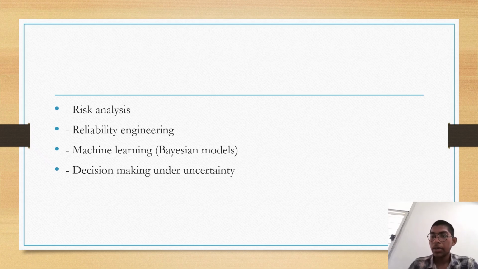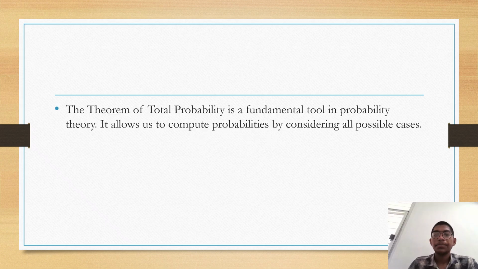Now we are skipping to the conclusion. The theorem of total probability is a fundamental tool in probability theory. It allows us to compute probabilities by considering all possible cases. In conclusion, we discussed many things. The overall total probability is vastly and widely used in many situations and examples.